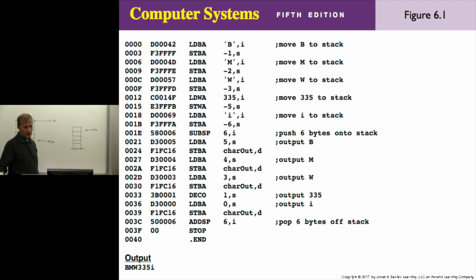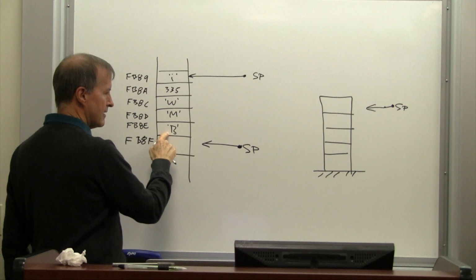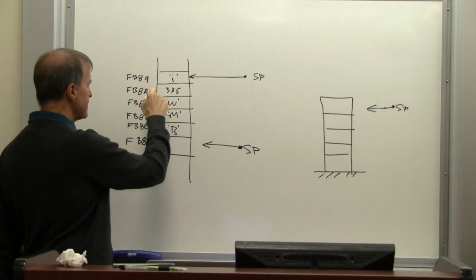Load byte accumulator what? 5. Now what's going to get into the accumulator? The stack pointer now is up here. So what's 5 down from here? The B. Are you with me? See, this is 0.